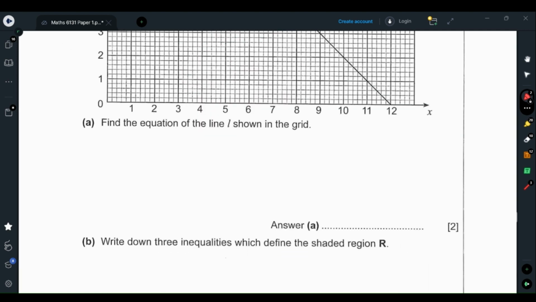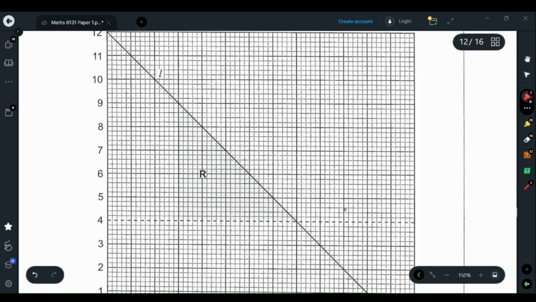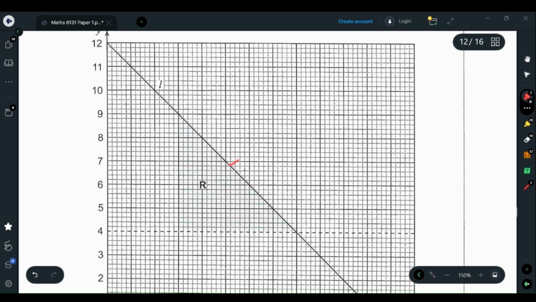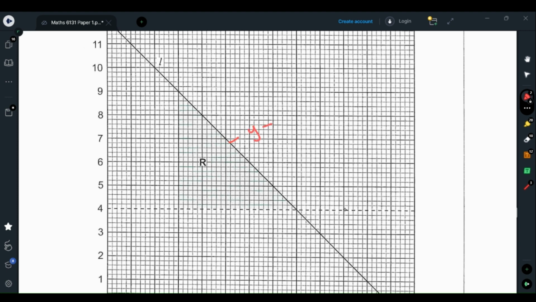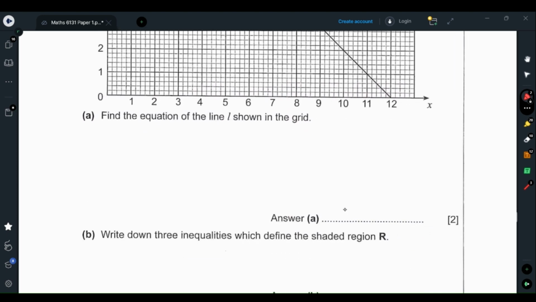Question 26. Find the equation of the line L shown in the grid. So this is the line L. It's a straight line, so the equation should be that of a straight line as well. We need to find the gradient and the y-intercept. So y equals mx plus c will give us the answers we're looking for.